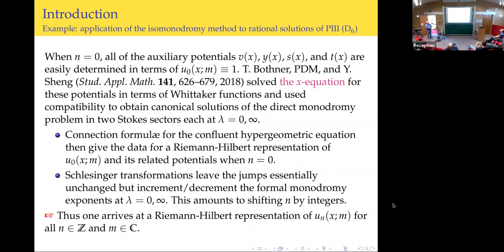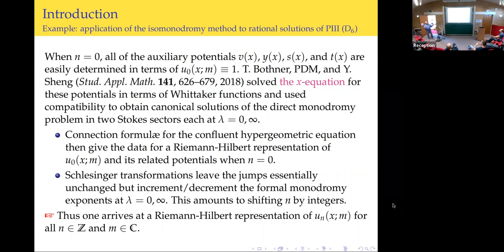Once you have the solutions in terms of Whittaker functions, then you should do something like, okay, lambda equals 0 and lambda equals infinity are special points for the problem. So you should do some kind of normalization, find a good way to represent solutions near those points at 0 and infinity in different Stokes sectors. Consequently, you're computing some canonical solutions in terms of Whittaker functions. And so you really solve what's called the direct monodromy problem. As it happens, there are 2 Stokes sectors at each of these 2 points on the Riemann sphere.